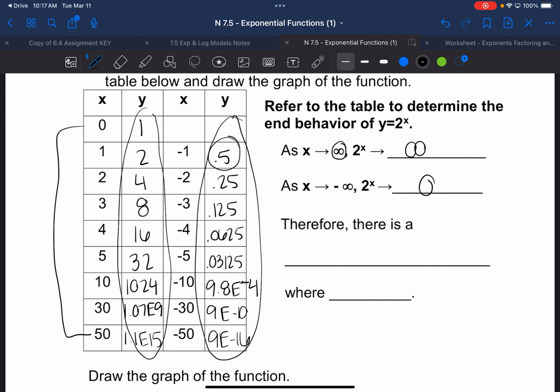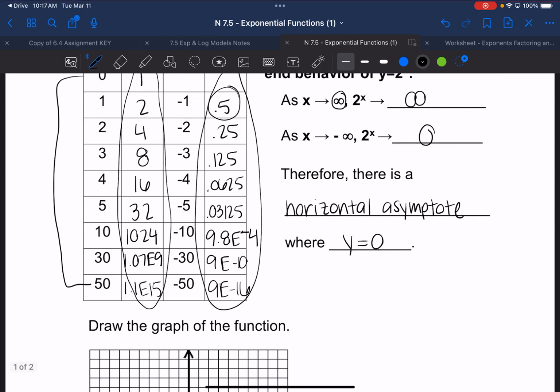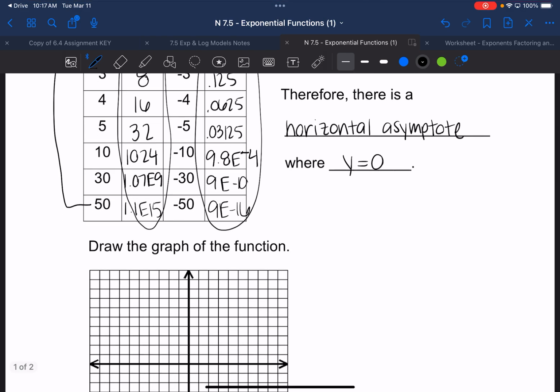Okay. So that being said, we have a horizontal asymptote at 0, right? That's what's going to keep it from going past there. So therefore, we have a horizontal asymptote at y equals 0. Remember, horizontal lines are y equals a number, right? Okay. So keeping that in mind, they say to draw a graph of our function.